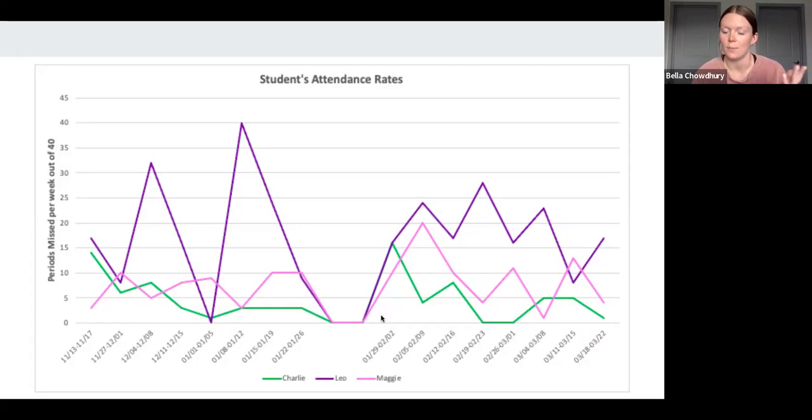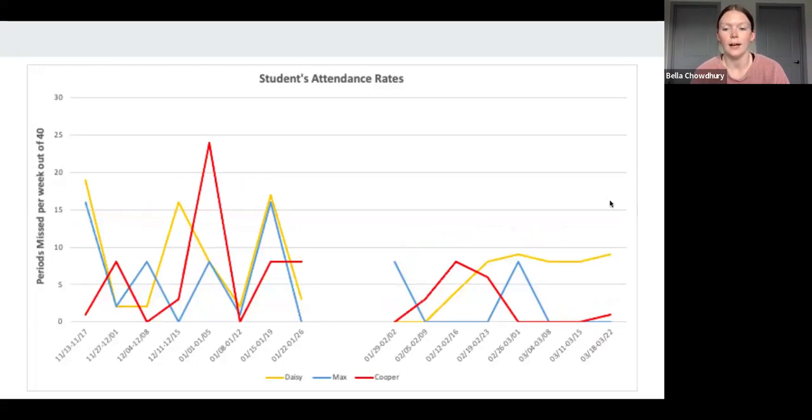We can see there are some inconsistencies throughout. And then on the next one as well, these are students who, just by looking at the graphs, ended up increasing the rates at which they were attending school because they had fewer periods missed.